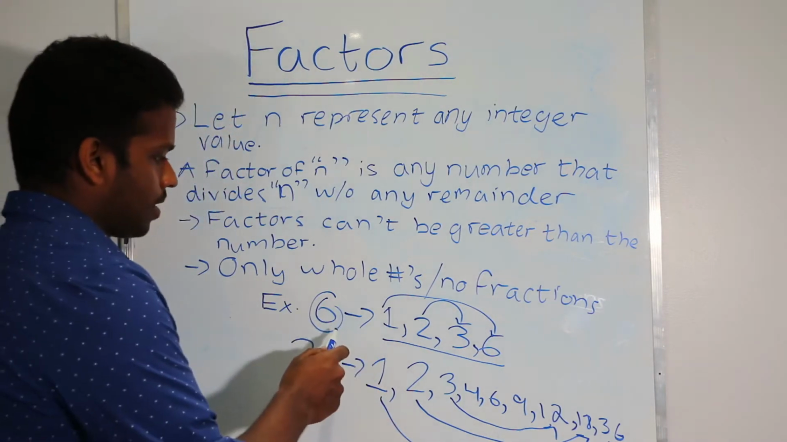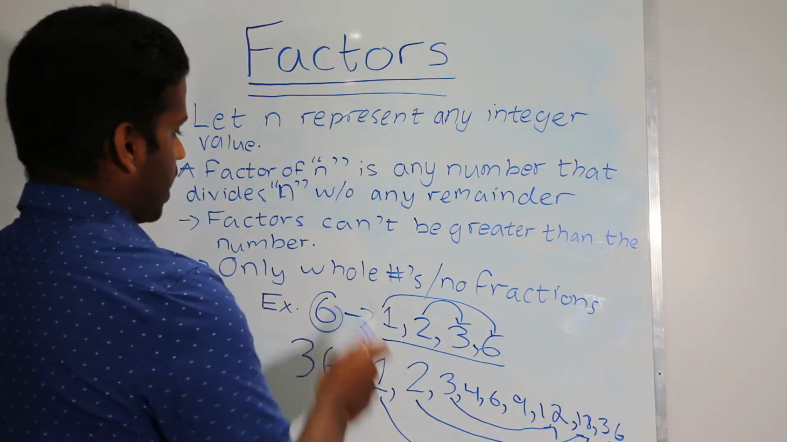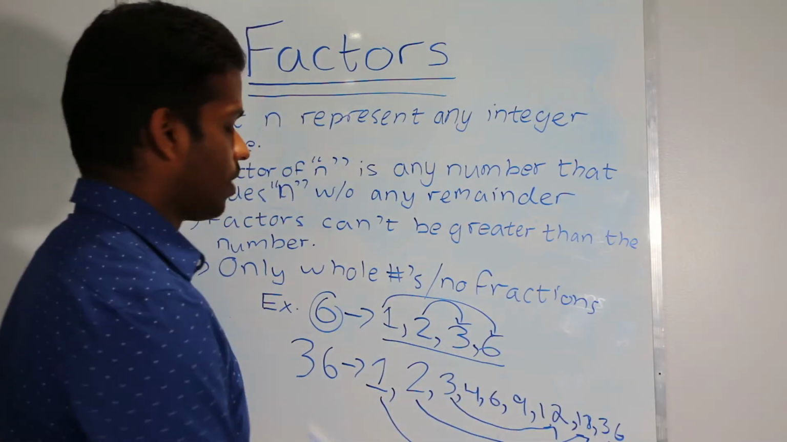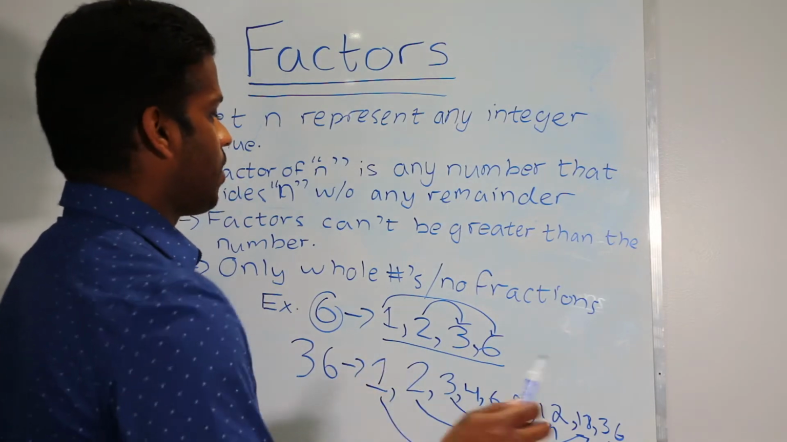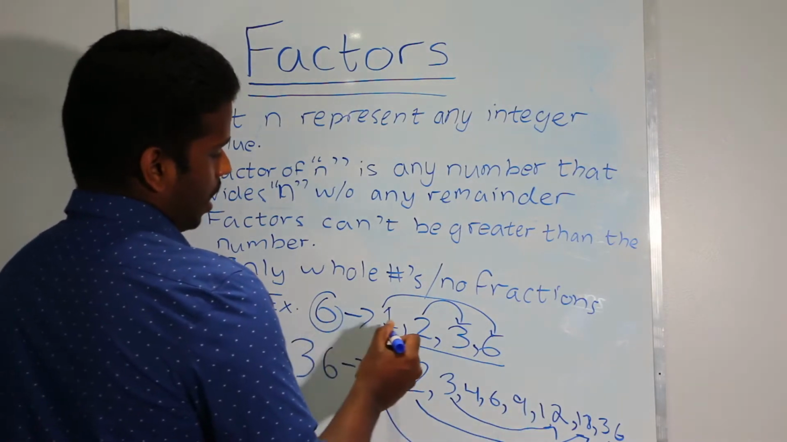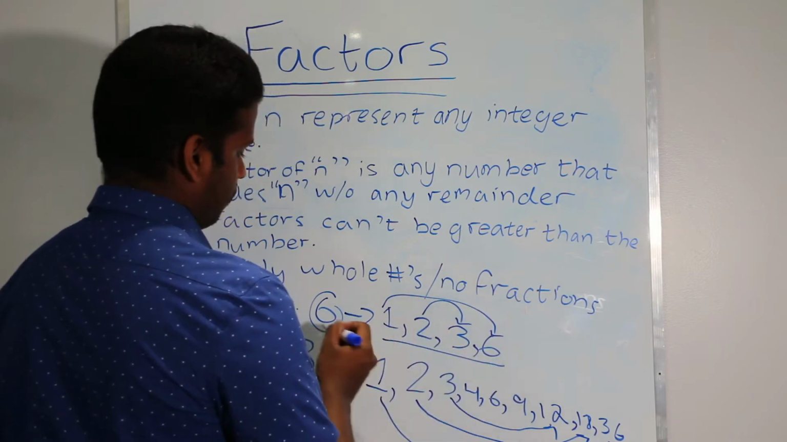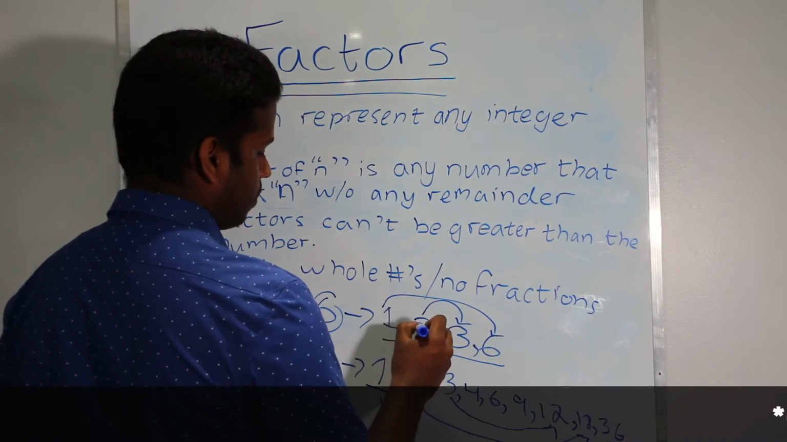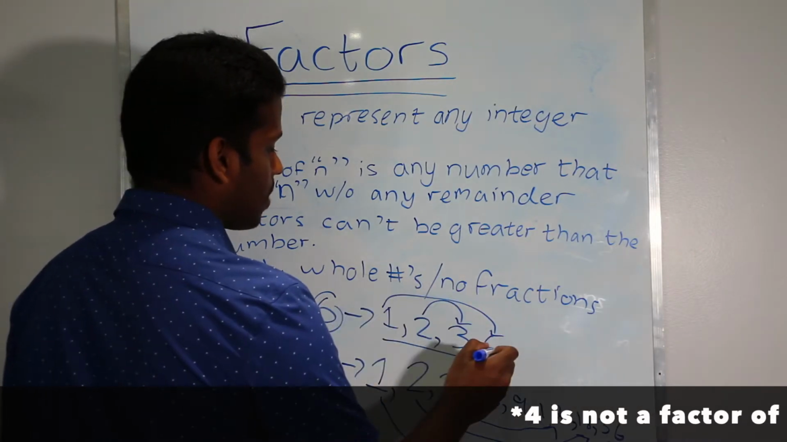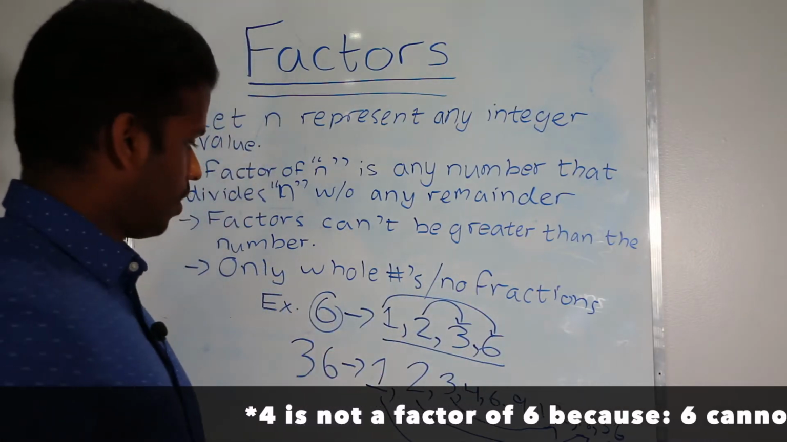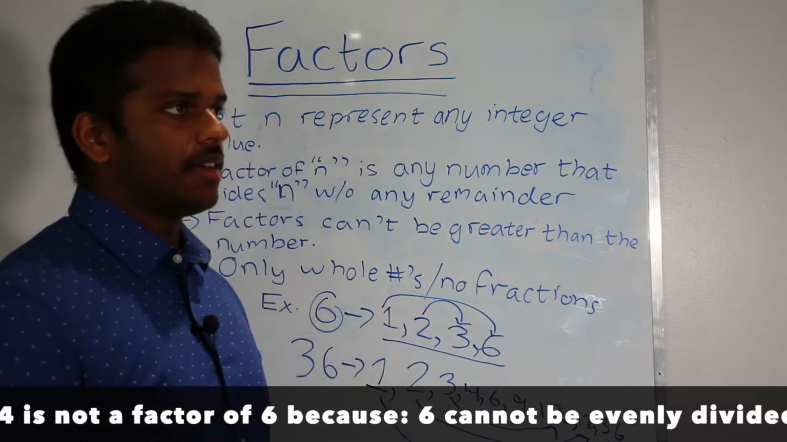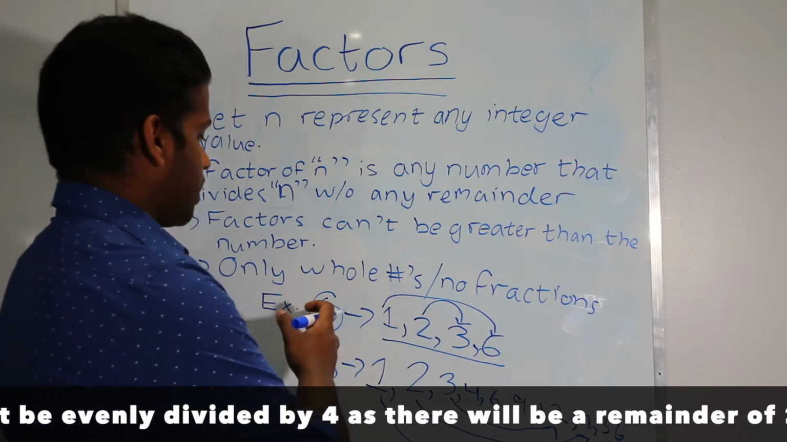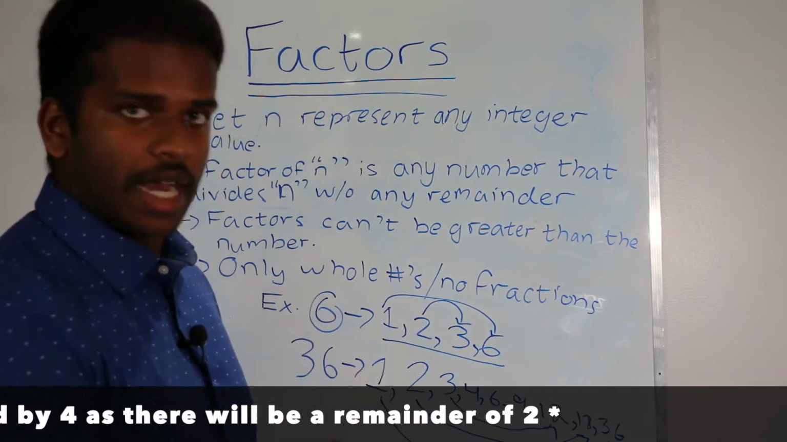For example, 6. We have to see what numbers, if we divide 6 by them, will give us a value without any remainder. 6 divided by 1 will give you 6. 6 divided by 2 will give you 3. 6 divided by 3 will give you 2, no remainder. 6 divided by 6 will give you 1. So these 4 numbers are considered factors of 6 because they divide 6 evenly without any remainder at all.